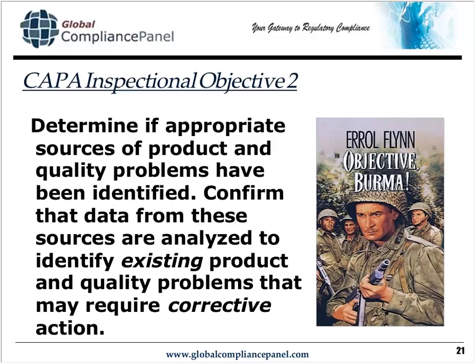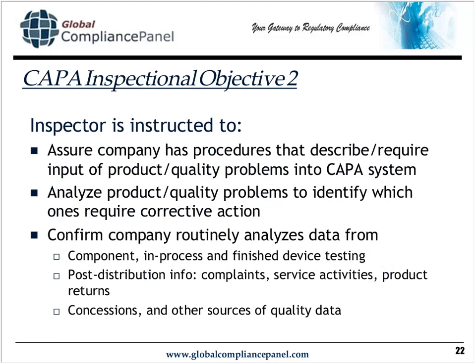Objective 2, make sure that appropriate sources of product and quality problems have been identified. And it comes from analyzing the sources to identify existing product for corrective action. See, I've italicized those words. I don't want to give any spoiler alerts, but you'll see in a subsequent objective, it won't necessarily talk about existing product and corrective action. So the inspector is going to make sure that you have procedures that require input of problems into your CAPA system, very similar to the first objective.